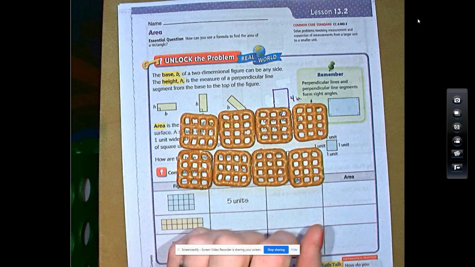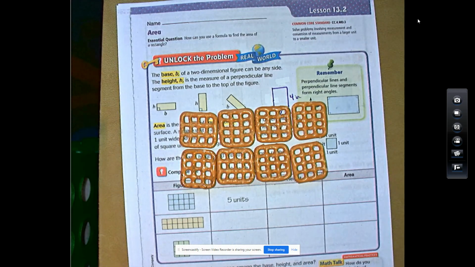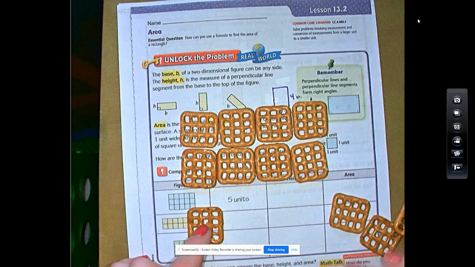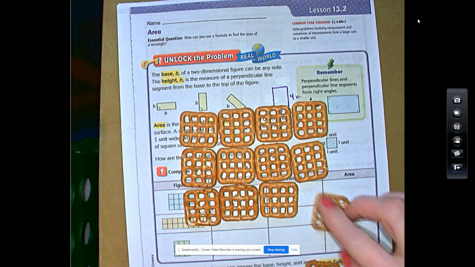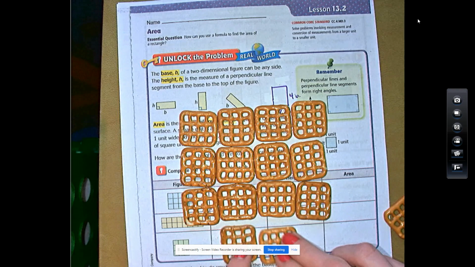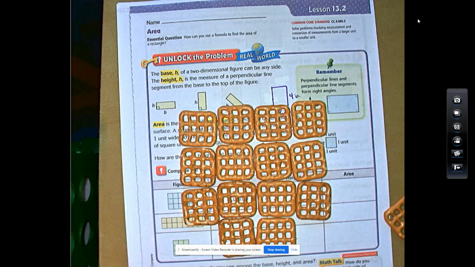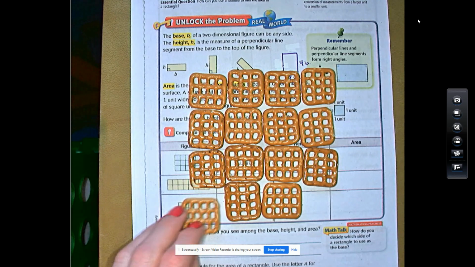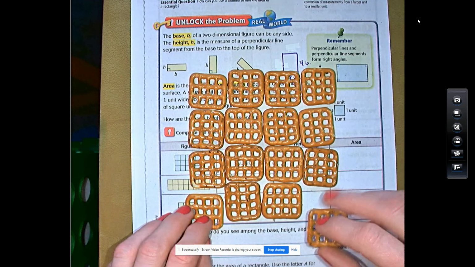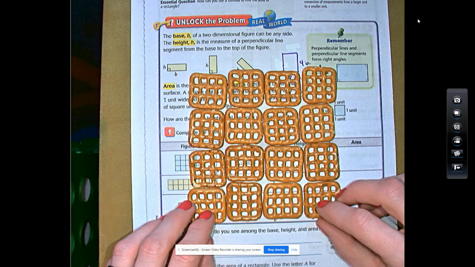Let me make another one. Let me make one that looks like this. I guess it could be like that, but it's not really a rectangle. Everything we do in the textbook is a rectangle or a square. You could technically figure out the perimeter and the area of that, yes, but everything we do is going to be a rectangle.